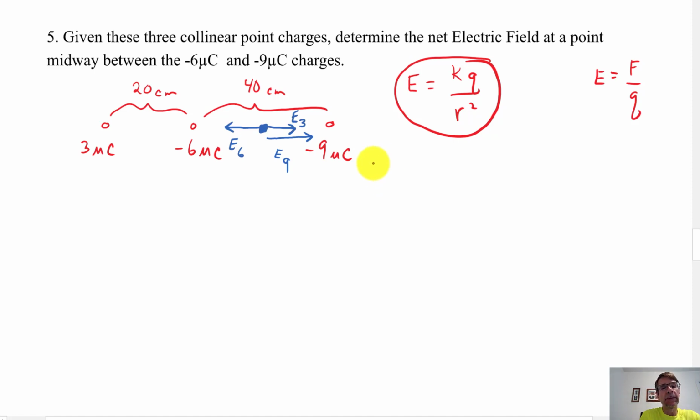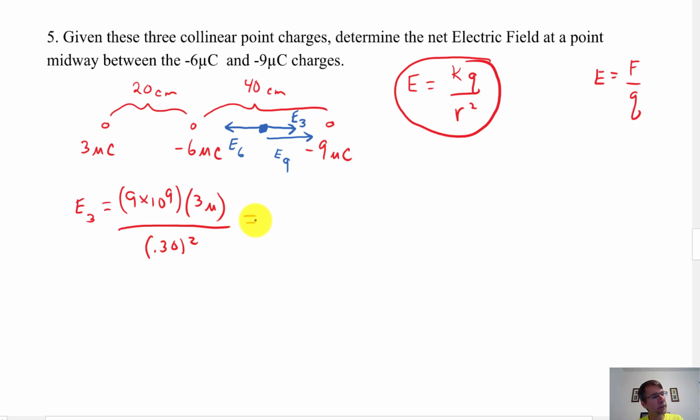So for example, I'll come over here to the left. E3 is just going to be 9 times 10 to the 9th times 3 micro. Remember, that's 10 to the negative 6th. Over, what is the distance? It's 0.30 squared. If you plug all that into your calculator, it comes out to be 3.0 times 10 to the 5th newtons per coulomb.